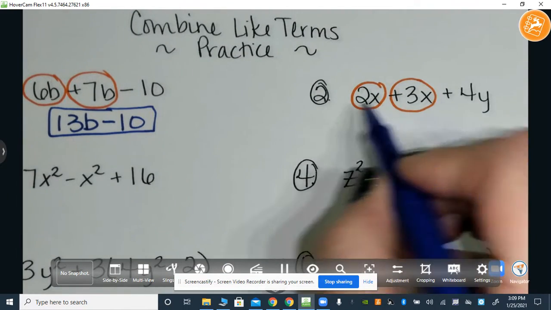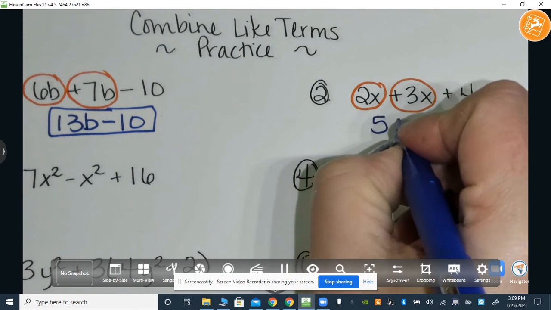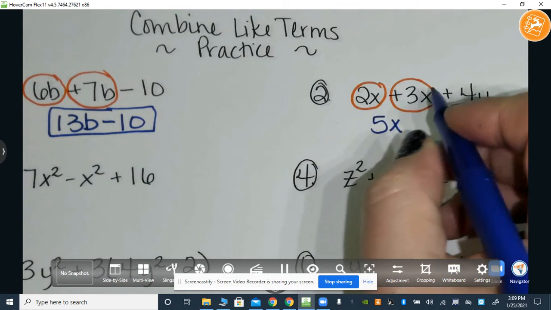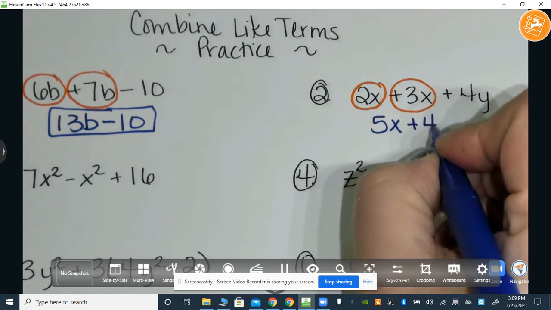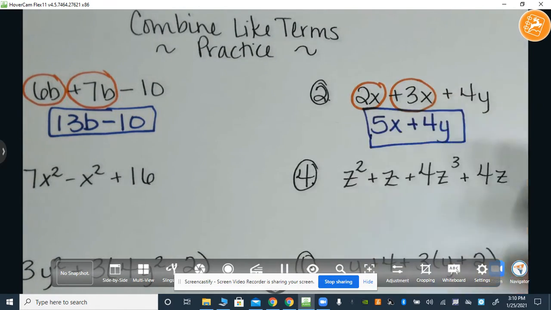So I'm going to combine these two. I'll look at the coefficients, 2 and 3, and I add those together. So I'm left with 5x. And then I just bring down this plus 4y. Think of it like order of operations. You didn't do anything with it, so you just bring it on down.